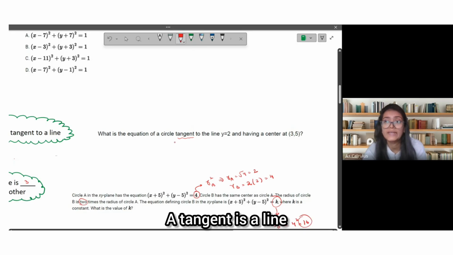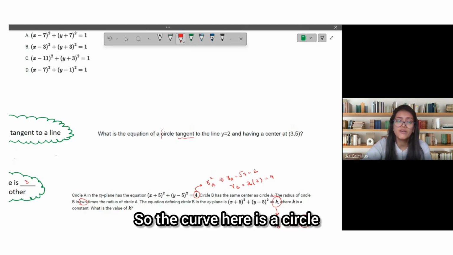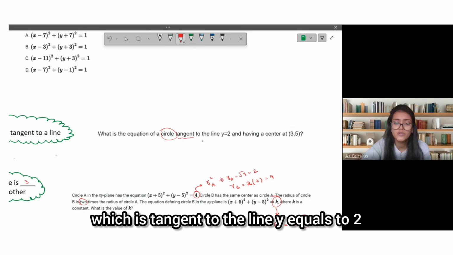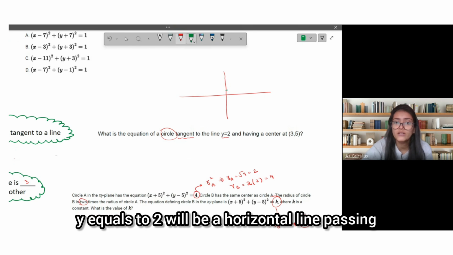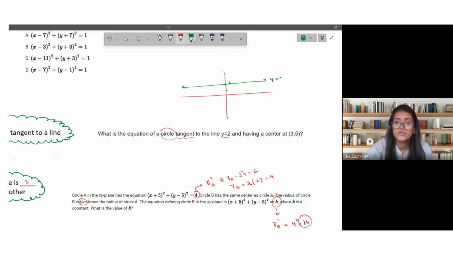A tangent is a line that touches any curve at exactly 1 point. So the curve here is a circle. It says that there is a circle which is tangent to the line y equals 2. Y equals 2 will be a horizontal line passing through this point. So this is the line y equals 2.